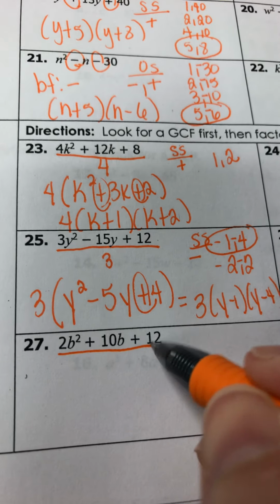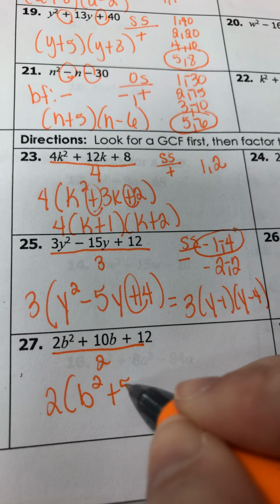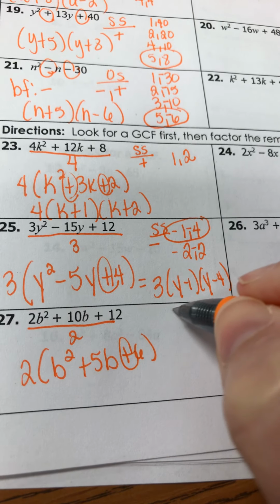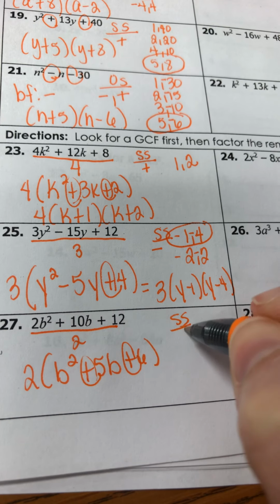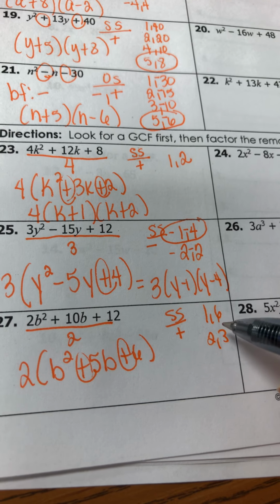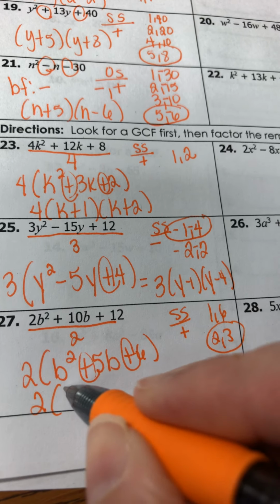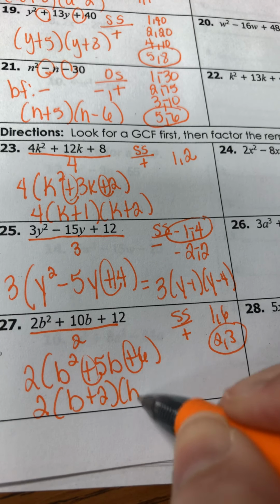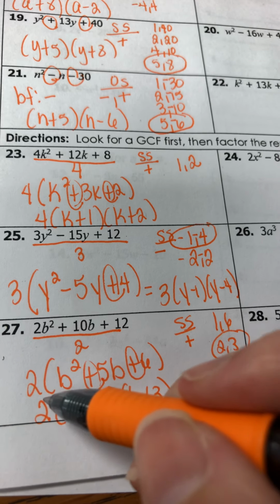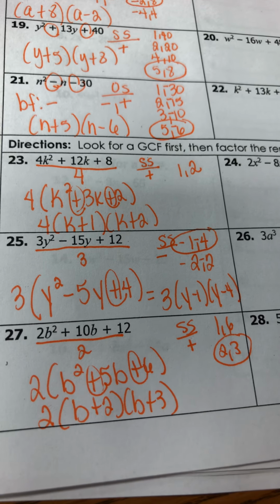Now, number 27, your GCF is 2. So that's going to be 2 divided by 2, 10 divided by 2, and 12 divided by 2. Now, we need same signs, both of them positive. So 1 times 6 and 2 times 3, both of these multiply to 6, but only 2 and 3 will add to give me 5. Bring that GCF along, and we'll get 2 times b plus 2, b plus 3. And that's our answer. Remember, when you check with a GCF, only distribute to that first parenthesis, and then whatever you get, FOIL it with the second one.